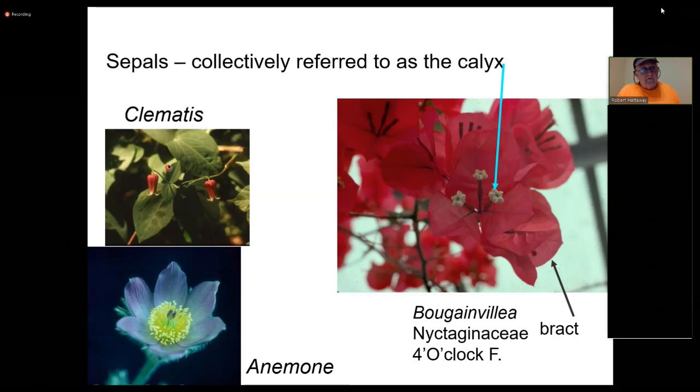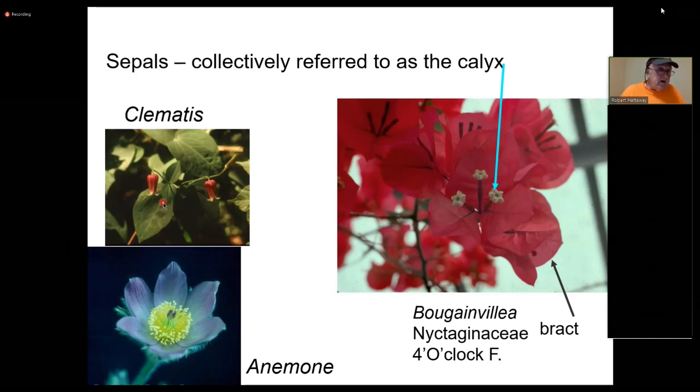Let's deal with the simpler situation first. Both of these are in the buttercup family. The buttercup family can have a situation when there are no petals. In this windflower genus, anemone, you have these sepals. There are no petals. In the case of clematis, I think this is probably Clematis crispa, don't quote me.